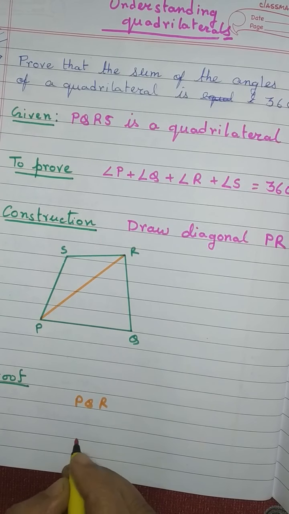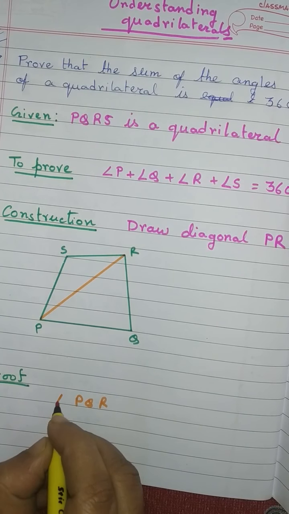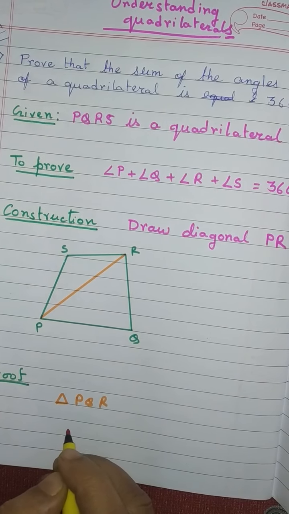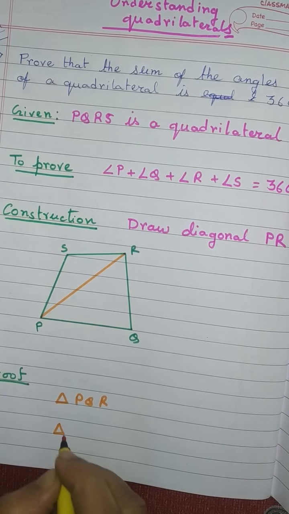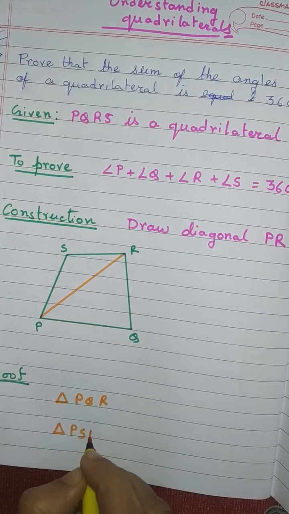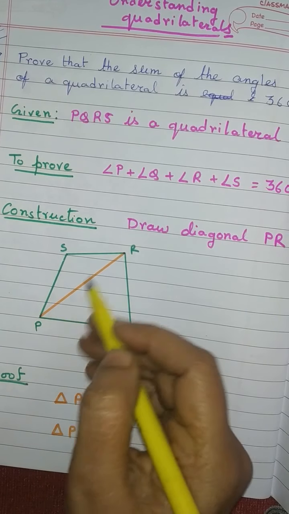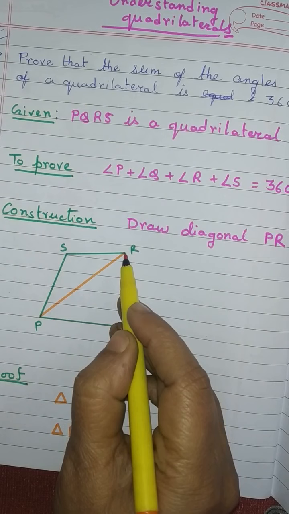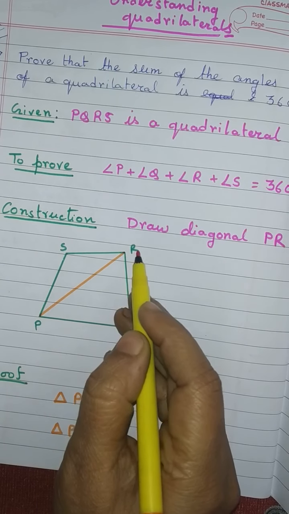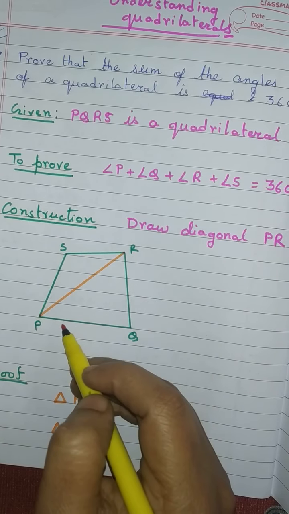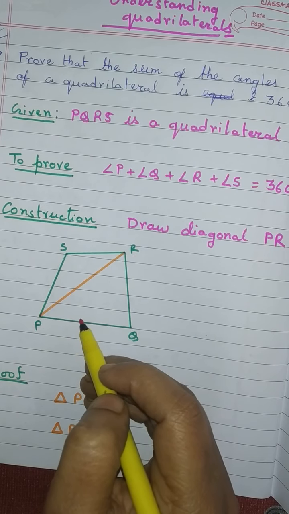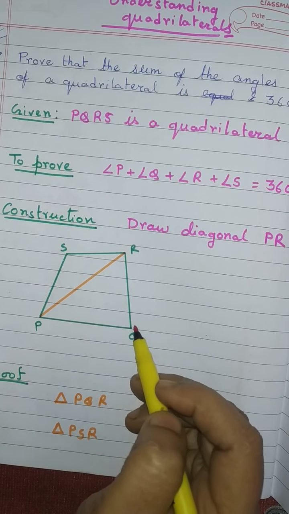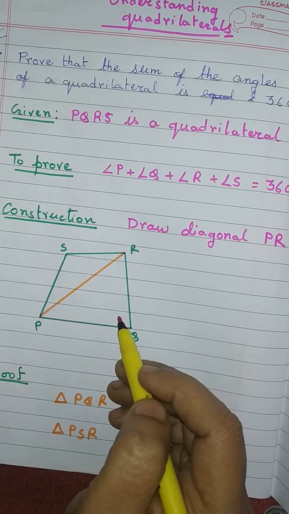and PSR. One triangle is PQR and the other triangle is PSR. PQR, this is one triangle. PSR, this is another triangle. So this diagonal PR divides PQRS into 2 triangles, namely PQR and PSR.